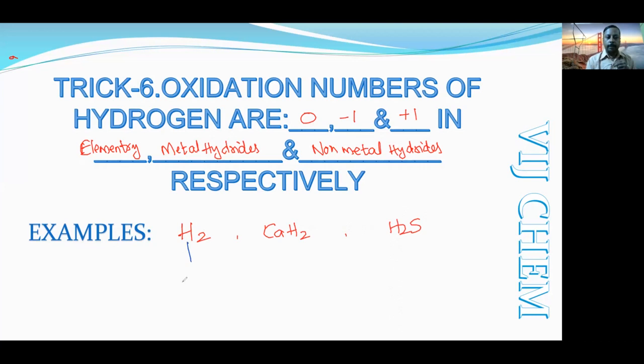Okay, in this condition, what will be the oxidation state? 0 in elementary state. Here it is a metal, so oxidation number of hydrogen will be -1. Here it is a non-metal. When hydrogen is with a non-metal, hydrogen oxidation number will be +1. Okay. I think you made a note of it. Okay, next let us go for the next principle.